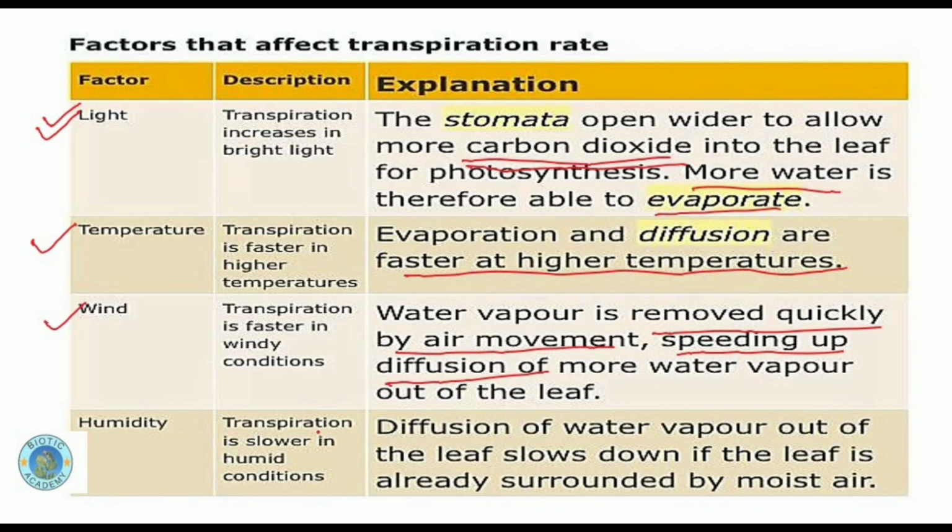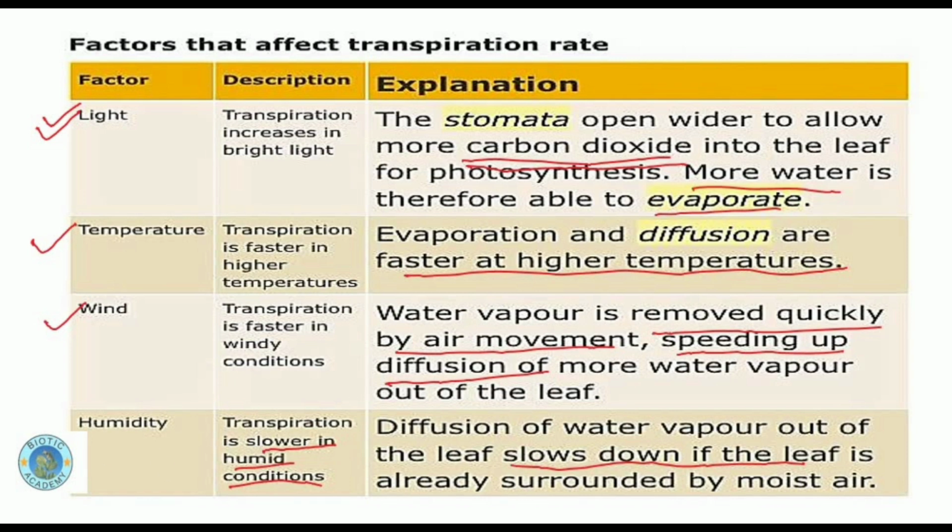Now the fourth one is humidity. Humidity is basically the moisture or amount of water vapor in the air. When the environment is humid, the rate of transpiration is slow because, as I told you, the concentration gradient affects the rate of transpiration. Diffusion of water vapor out of the leaf will be slowed down if the environment is humid, because there won't be a big concentration gradient. It won't stop, but the rate of transpiration will slow. So these are the factors which affect the rate of transpiration and the loss of water in the environment and the absorption of water from the soil.